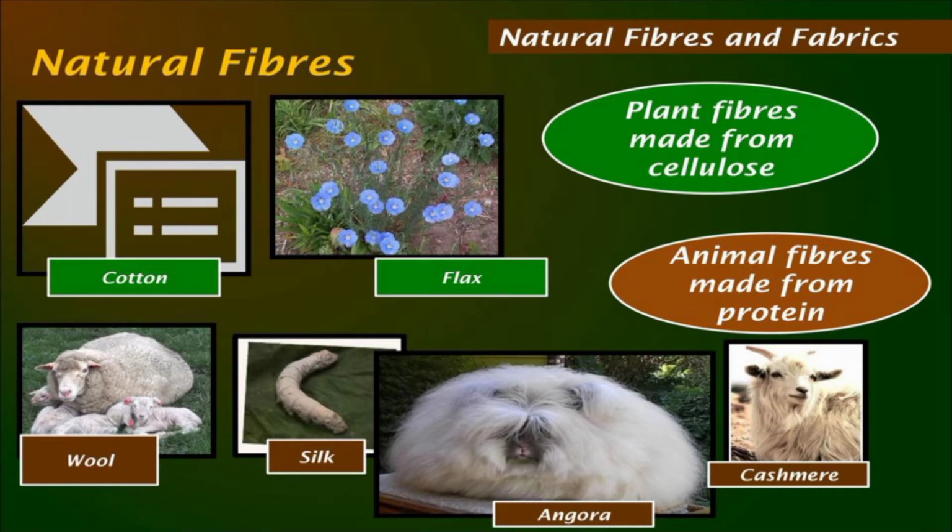Remember, plant fibers are made from cellulose. That's what is got in the plant. While what about animal fibers? They are made from what? Protein.